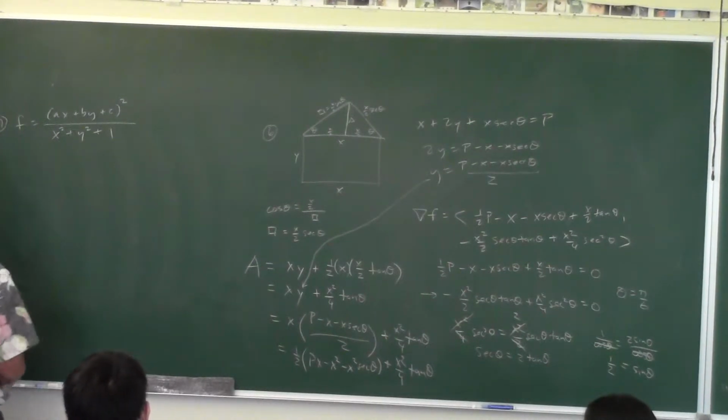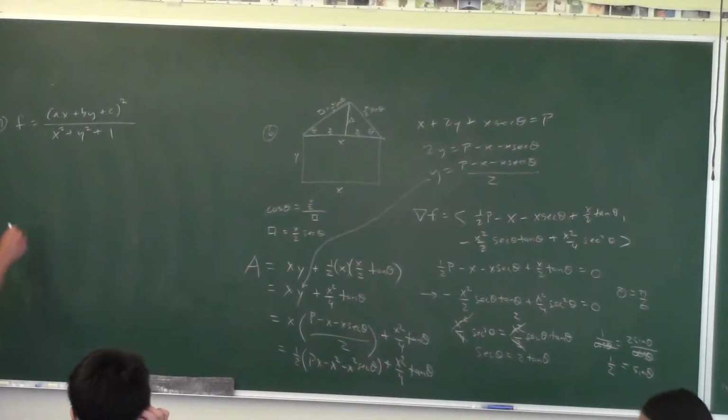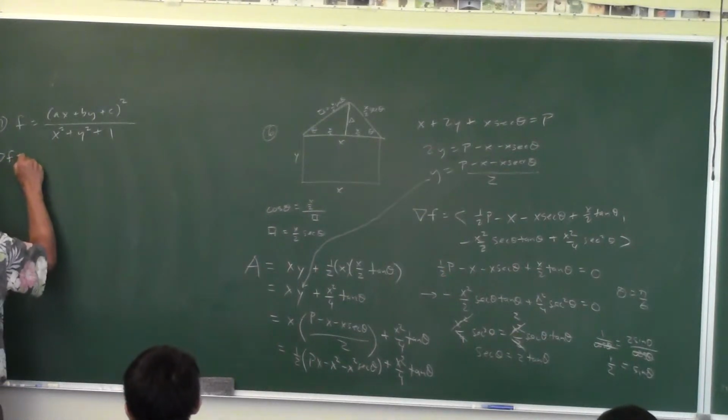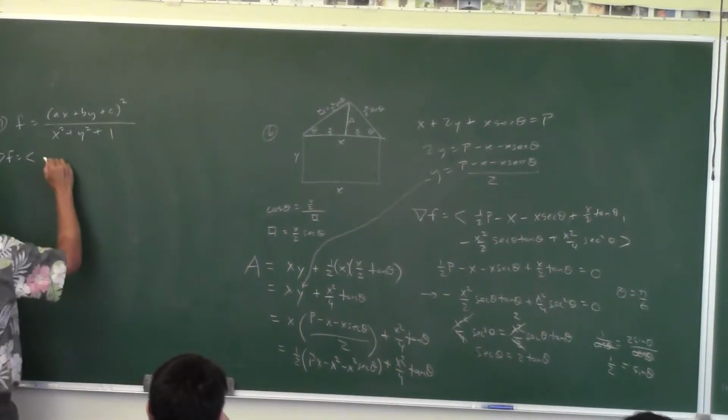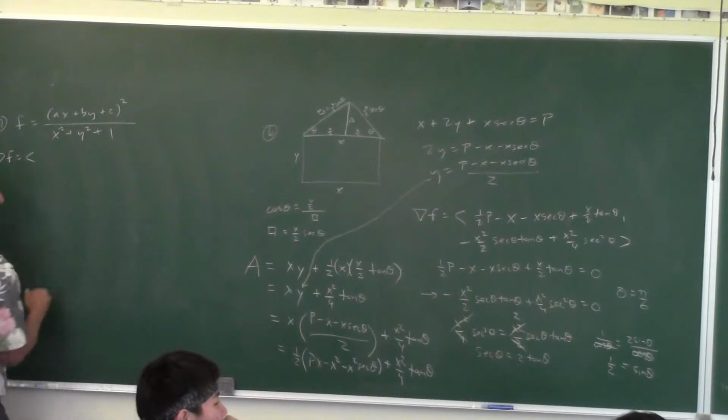Okay, so what are we trying to do? We just maximize this function. The first two problems gave you the steps. Okay, let's compute the gradient. What's the x component of the gradient? Can you distribute this one? Low d high.